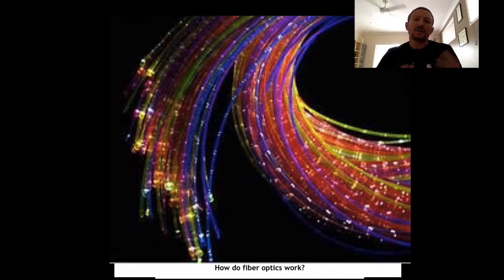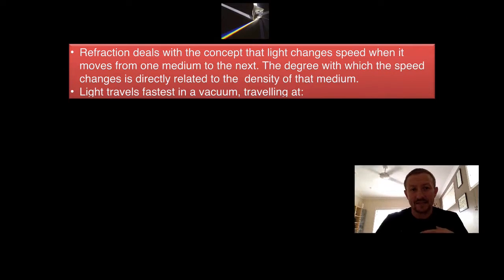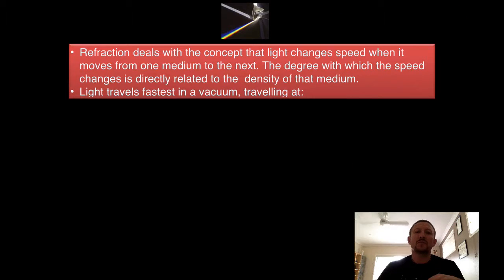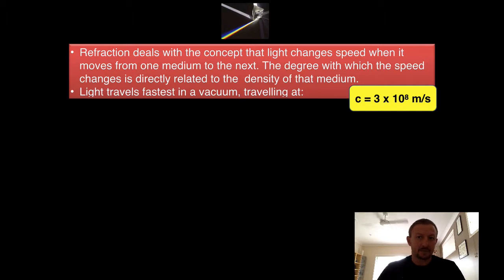So this idea of refraction is around us all the time, and it's all down to the idea that different materials have different densities. Okay, so as we move from one medium to the next, we see that the degree with which the speed changes is directly related to that density. Now, light has been calculated as traveling in a vacuum, which is the fastest speed, at 3 × 10⁸ meters per second. So that's basically the speed of light, which is given the symbol c.